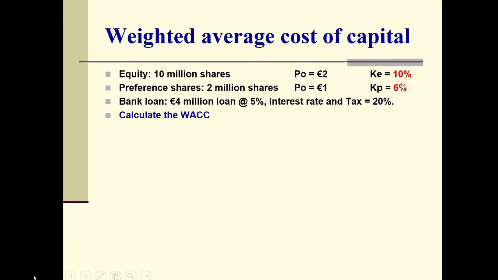And you're told, suppose you got your cost of equity at 6%. Same for preference shares. I got 2 million shares. I know the share price, and I actually know the cost of the preference share, 6%. I have one more form of finance. It's an old bank loan, and it's a 4 million bank loan at a 5% interest rate. And the tax rate is 20%.